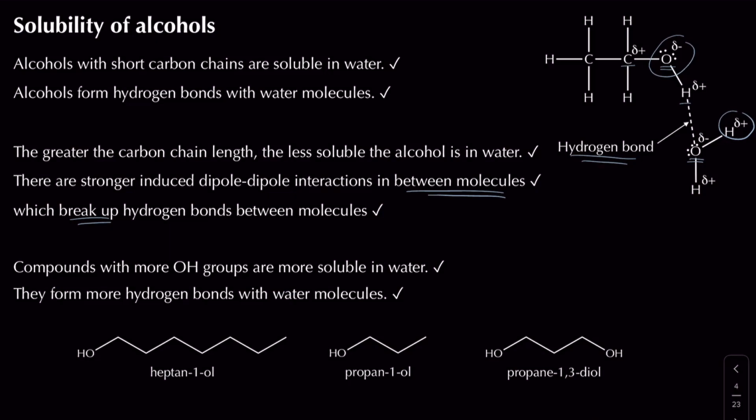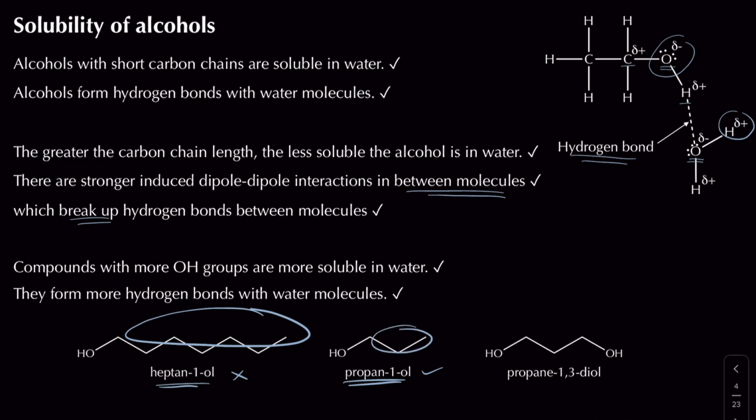So we look at it, right? I've got a bunch of different alcohols at the bottom over here. Heptan-1-ol is going to be a lot less soluble compared to something like propan-1-ol. The reason why is, of course, that long carbon chain. This non-polar group over here is going to be larger, and the induced dipole-dipole interactions between the molecules are going to break up this hydrogen bonding. Compared to that, propan-1-ol has 3 carbon atoms there. It's got much less induced dipole-dipole interactions.